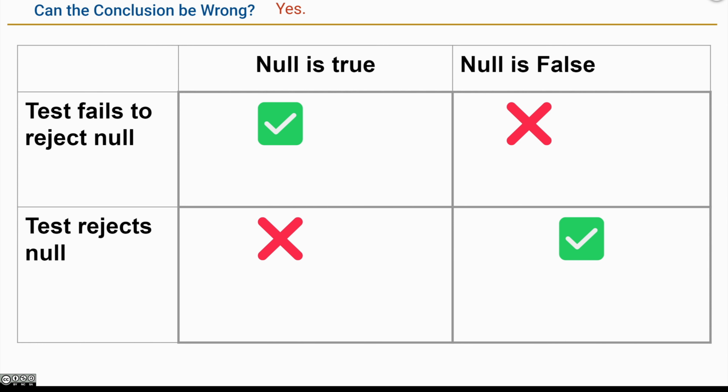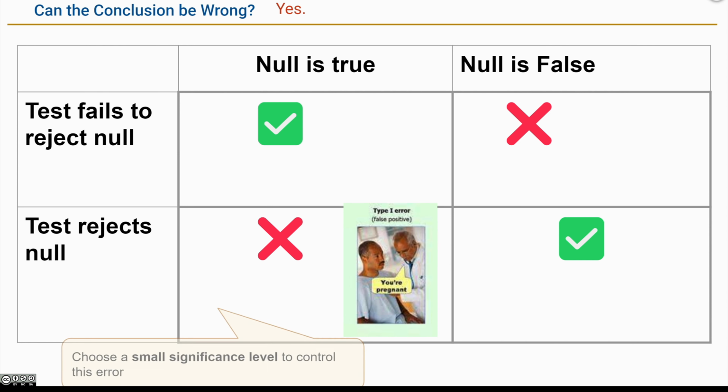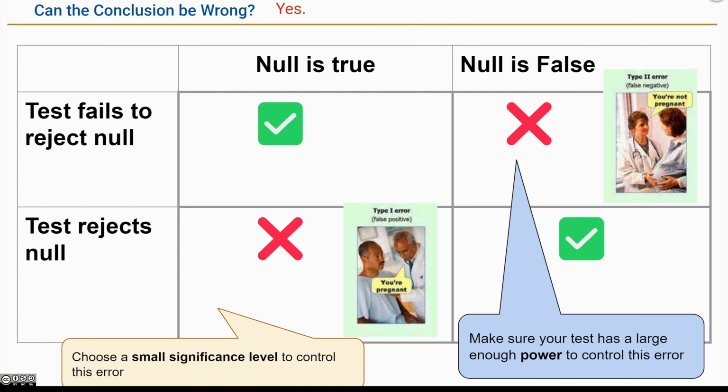Now let's revisit the other way the conclusion can be wrong. So when we looked at our type 2 error, in order to control this one, we just make sure your test has large enough power. And so that's what we talked about in the last video, is some of the knobs we can play with to control our power.